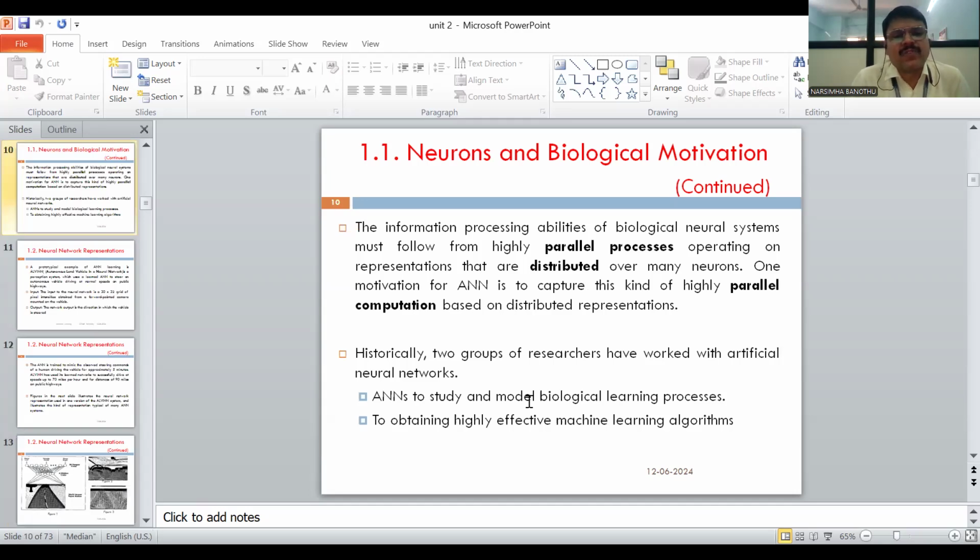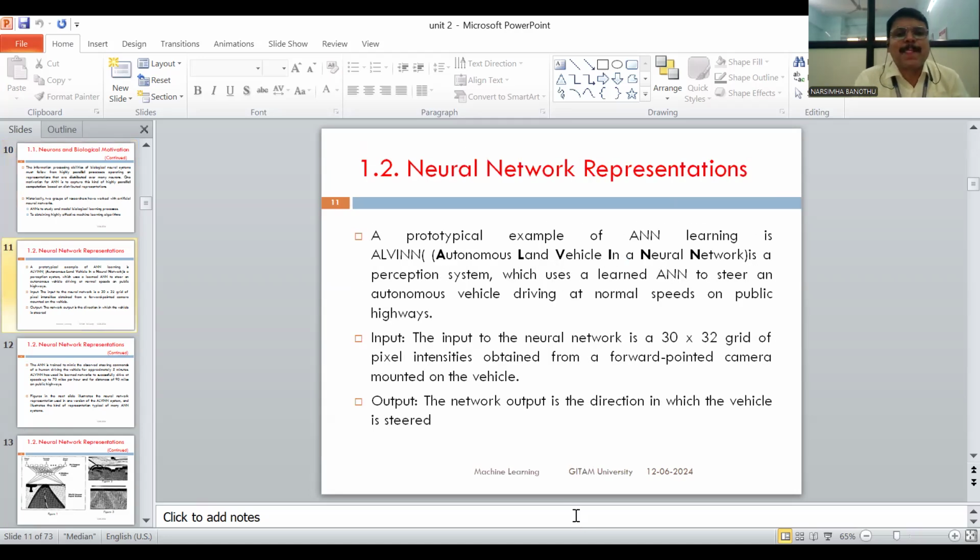So the information processing abilities of biological neuron systems must follow from highly parallel processes operating on representations that are distributed over many neurons. One motivation for ANN is to capture this kind of highly parallel computation based on distributed representation. See here, historically, two groups of researchers have worked with artificial neural networks: to study and model biological learning processes, and to obtain highly effective machine learning algorithms, right?